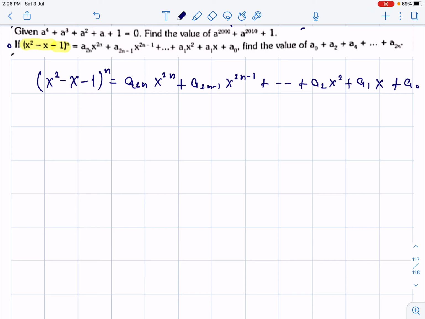Now guys, most important thing: 2n - 1 is an odd number, 1 is an odd number. Whenever we have an odd number, -1 to the power of an odd number will become what? -1, and -1 to the power of an even number will become what?